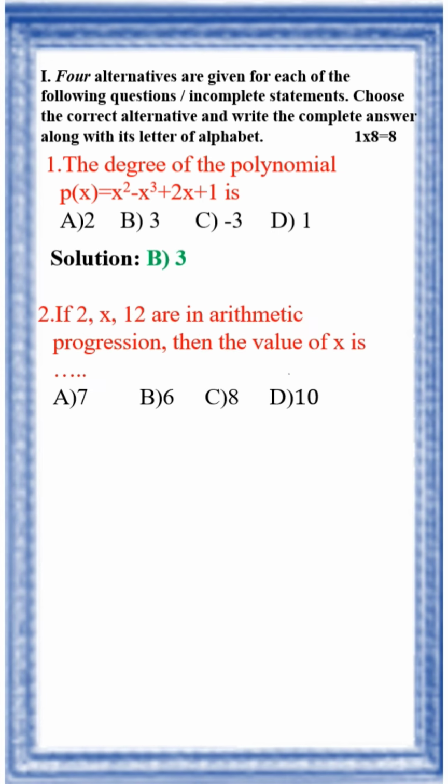If 2, x, 12 are in arithmetic progression, then the value of x is. Here add these two, first and third one. You'll get 14. 14 by 2 is 7. So x is equal to 7. So option A 7 is correct.